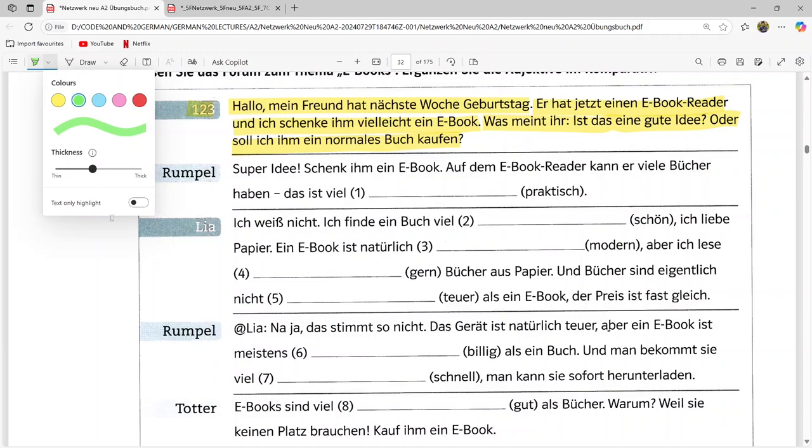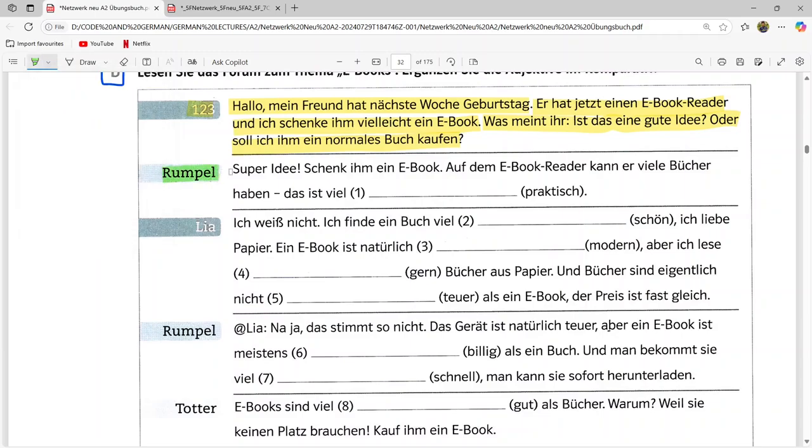Okay. What is the reply of the friends? First one, Rumpel. Rumpel is saying, super Idee, so super idea. Schenk ihm ein E-Book. Give him an e-book. Auf dem E-Book-Reader kann er viele Bücher haben. So on the e-book reader he can have so many books. Das ist viel praktisch. So we have to use the comparative form. So the comparative form of praktisch will be praktischer. That is very practical.